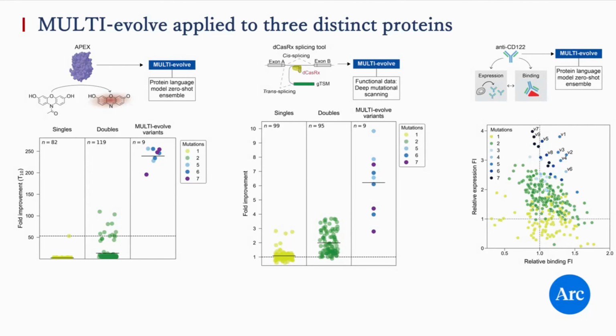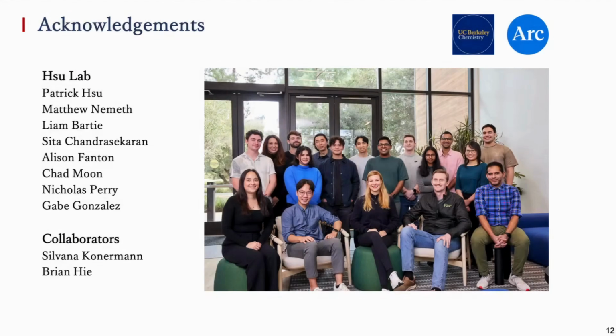In our study, we demonstrate the utility of multi-evolve by applying it to 3 distinct proteins. We engineer apex peroxidase and achieve greater than 100-fold improvements in activity. We applied our approach to a CRISPR-Cas protein, dCasRx, for trans-splicing, where we used data from a deep mutational scan and engineered up to 10-fold improvements in activity. And finally, we perform multi-objective optimization of an antibody to improve both binding and expression.